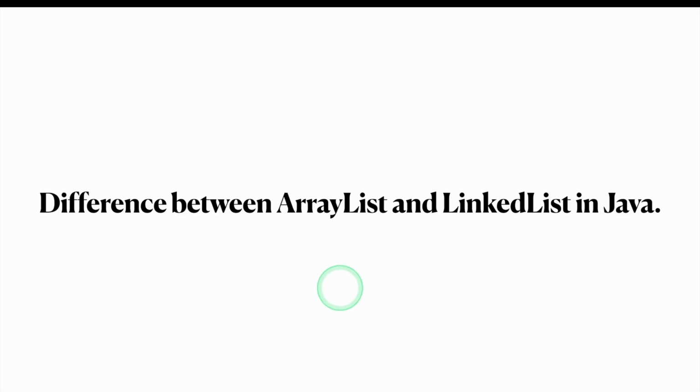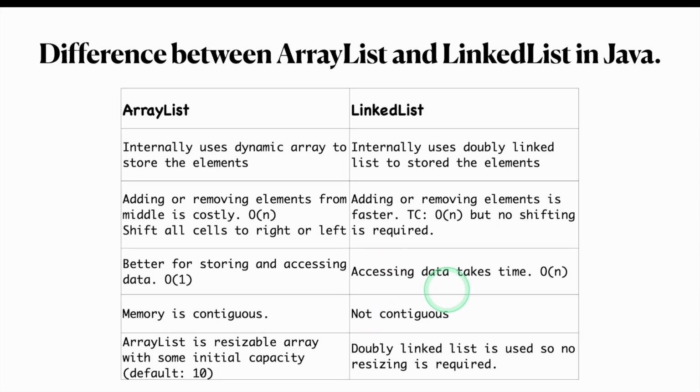Difference between ArrayList and LinkedList in Java. This is also one of the commonly asked questions to test your knowledge of how these lists are internally implemented in Java. So we'll see one by one. ArrayList uses a dynamic array to store the elements. We'll see what a dynamic array is. And LinkedList internally uses a doubly linked list to store the elements.